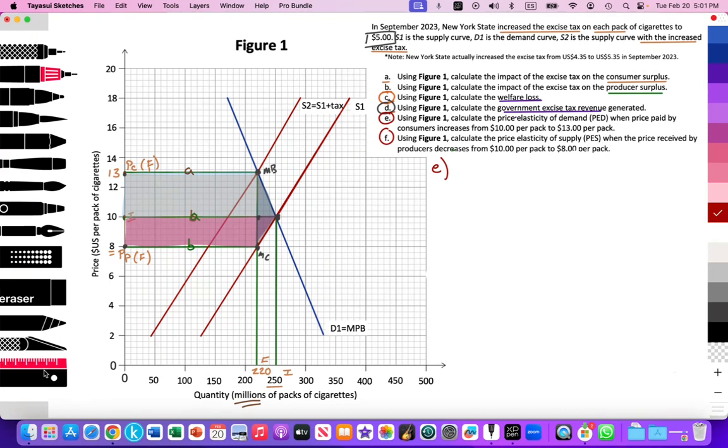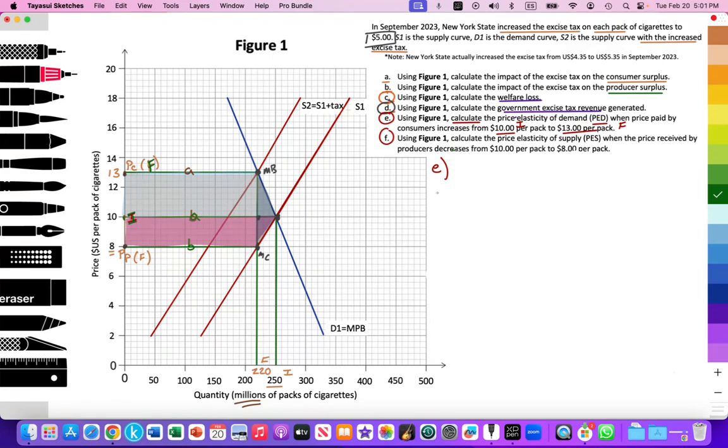So question E, let's get into this last set of questions. Using figure 1, calculate the price elasticity of demand. We want to make that calculation when the price paid by consumers increases from 10 to 13. Okay, so we have an initial price of 10 and a final price of 13. I'll use green. The initial of 10 going to the final price paid by the consumer of 13.